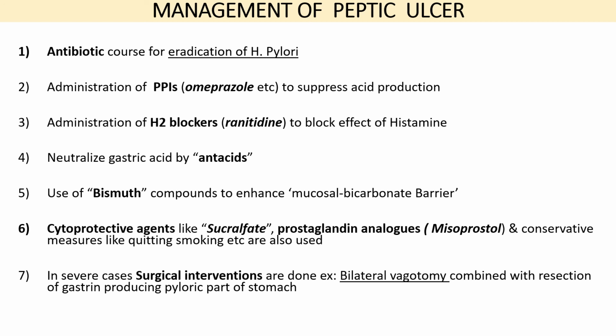And lastly, in severe cases of peptic ulcer, surgical intervention may be needed. The most common surgery performed to treat peptic ulcer is bilateral vagotomy, that is cutting off both the vagus nerves, combined with resection of the gastrin-producing part of the stomach.